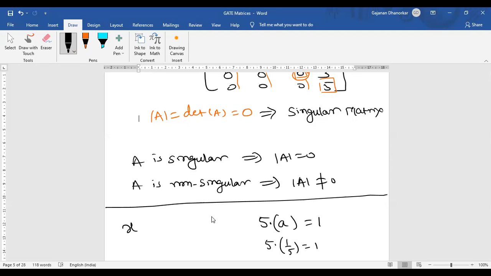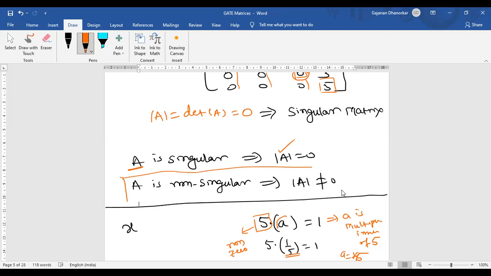Then we are saying that A is the multiplicative inverse of this 5, and we know that the value of A is 1 by 5. That means to find the multiplicative inverse, this number should be non-zero. That means if we are to find the inverse of matrix A, then the determinant should be non-zero. If the determinant is 0, then we will not find its inverse.